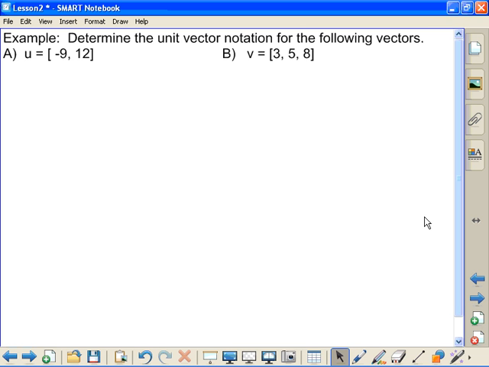All right, finishing up this second unit, we're on to the examples. The examples ask us to determine the unit vector notation for the following vectors. So it just wants us to convert coordinate form into unit vector form.